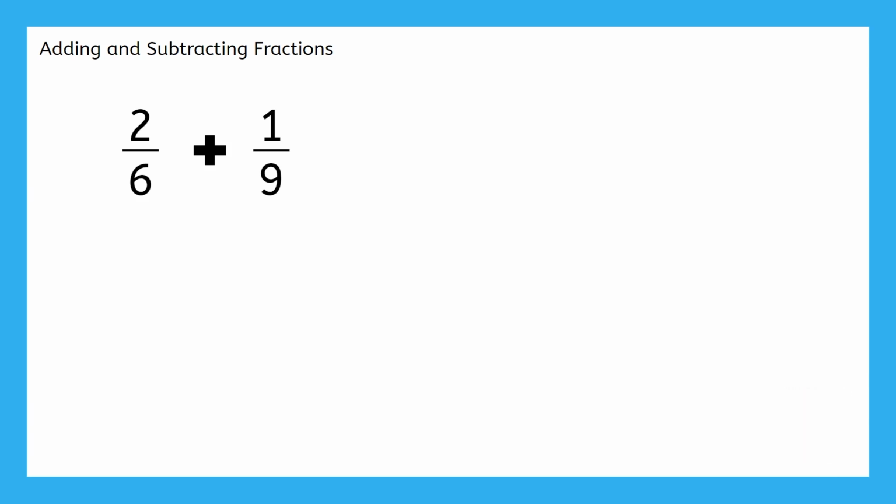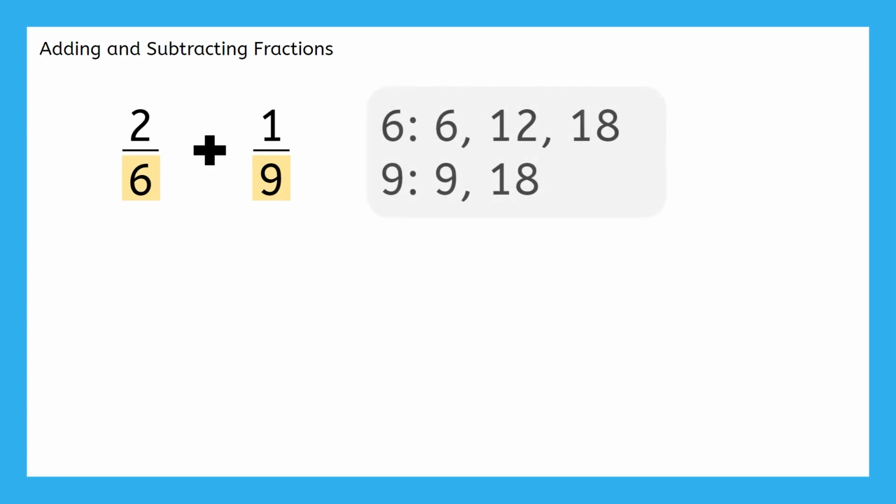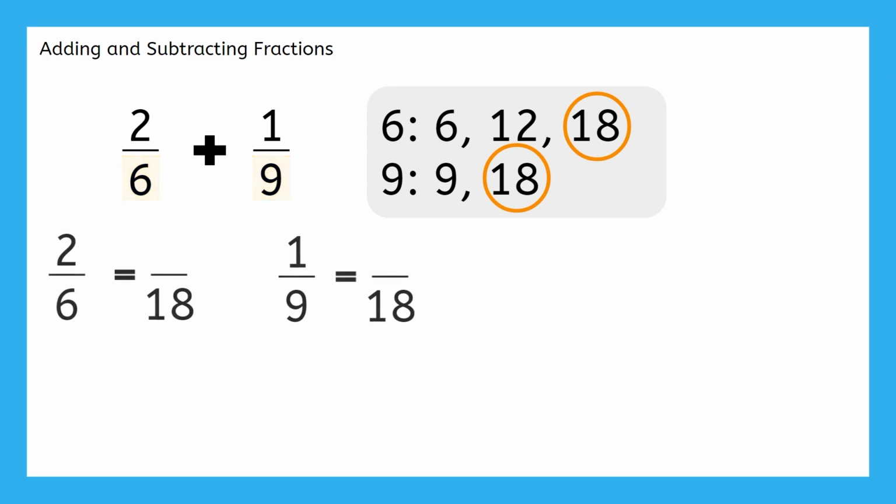To solve 2/6 plus 1/9, first find a common denominator. Based on the multiples of 6 and 9, their LCM is 18. So a common denominator of these fractions is 18. Multiplying 6 times 3 will give us the common denominator of 18, and whatever we do to the bottom, we must also do to the top. Then we'll multiply the numerator and denominator of 1/9 by 2, because 9 times 2 gives us that common denominator of 18.